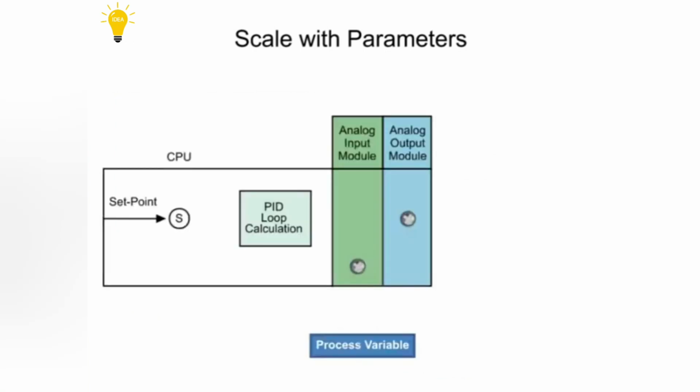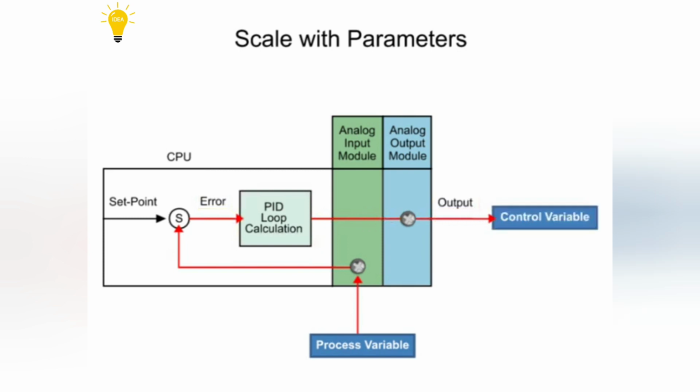The PID instruction controls the closed loop by comparing the input or process variable from an analog input module to the system set point. The difference between the set point and the process variable is referred to as error. The error is analyzed by the PID loop calculation and provides an output or control variable to an analog output module to meet the set point defined by the system requirements.